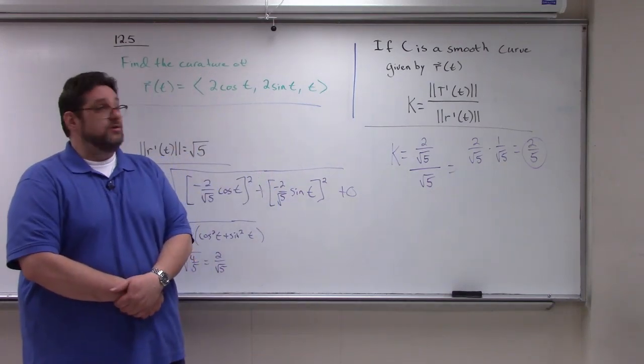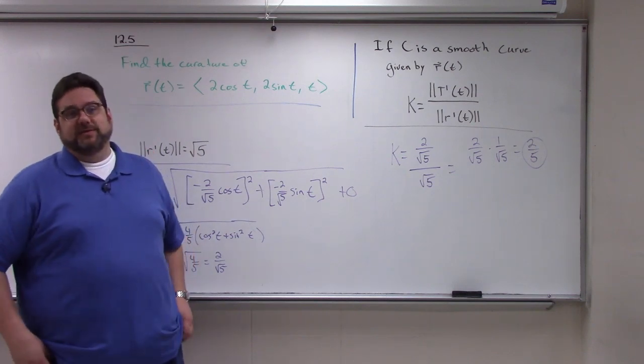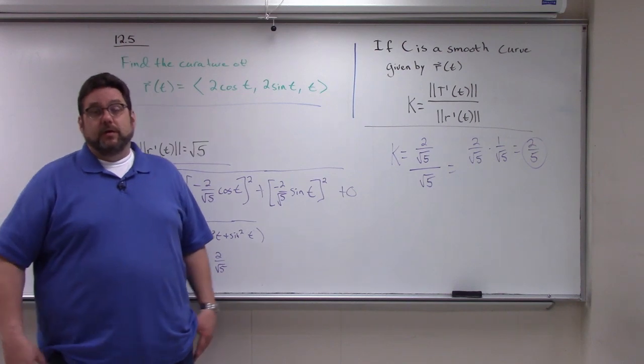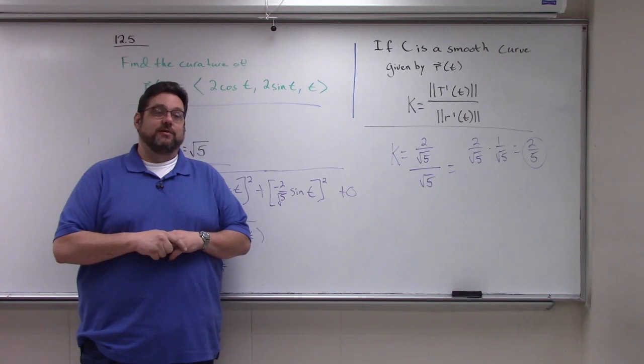On a test, you can use whichever method you want. You can reparameterize or not. I'm not going to specify. So that's up to you. All right. So that finishes up 12.5. That finishes up vector valued functions.